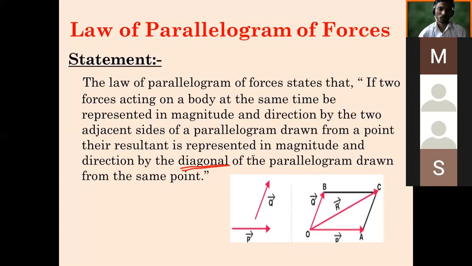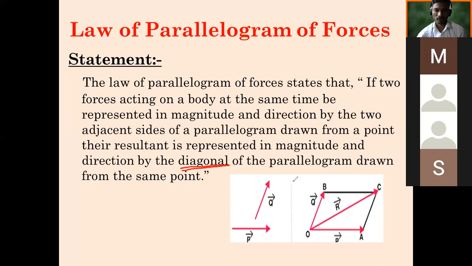So here one diagram is shown. Forces P and Q are shown in the first diagram. If you see it at first glance, you might feel that these are not concurrent. But if you extend their lines of action, you will understand that they meet at a single point. That's why these are concurrent.